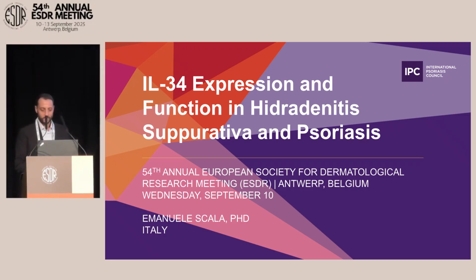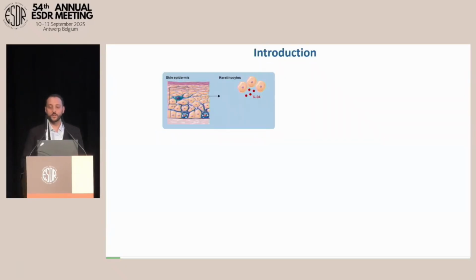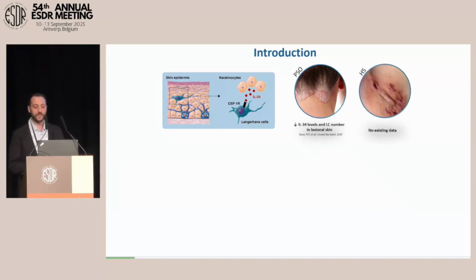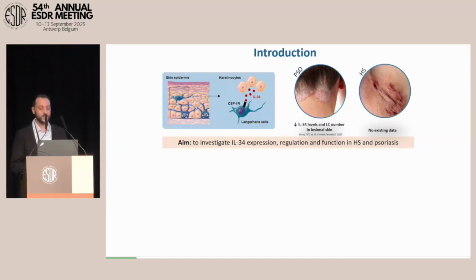It's a pleasure to share our work on IL-34 expression and function in HS and psoriasis. IL-34 is a cytokine produced by keratinocytes with an important role in the epidermis. Indeed, it helps to maintain Langerhans cells in the skin. In psoriasis, the regulation of this cytokine has been reported, with also a loss of the Langerhans cells. So far, there are no existing data in HS. Therefore, the aim of this study was to investigate IL-34 expression, regulation, and function in HS and psoriasis.